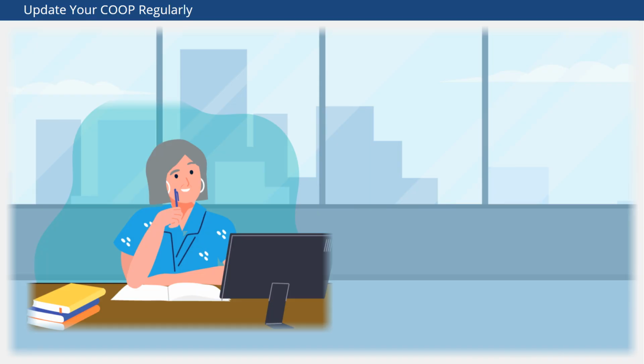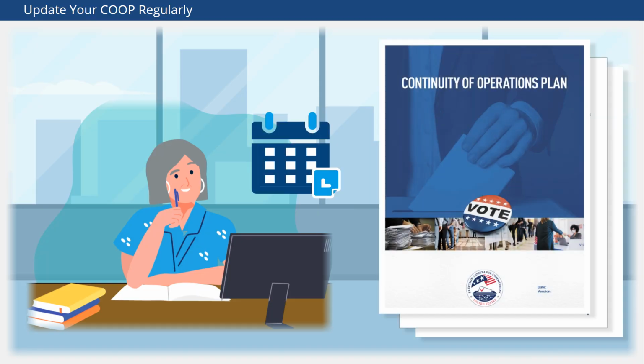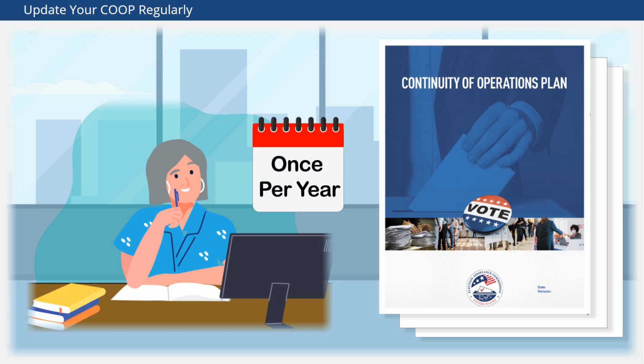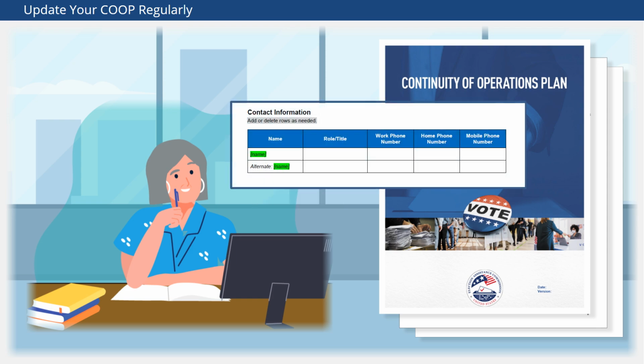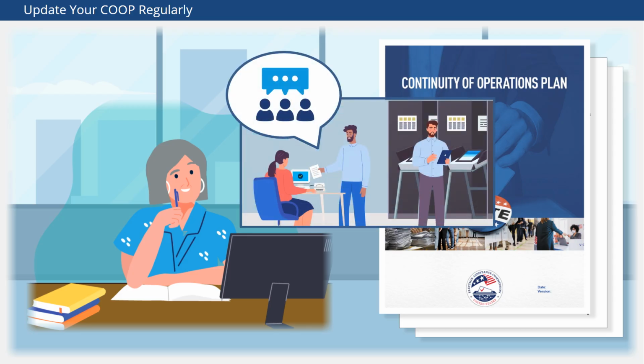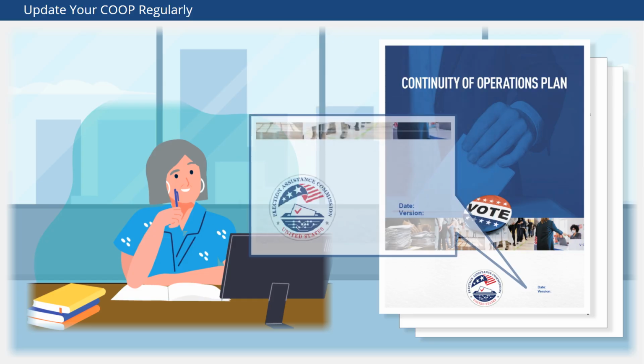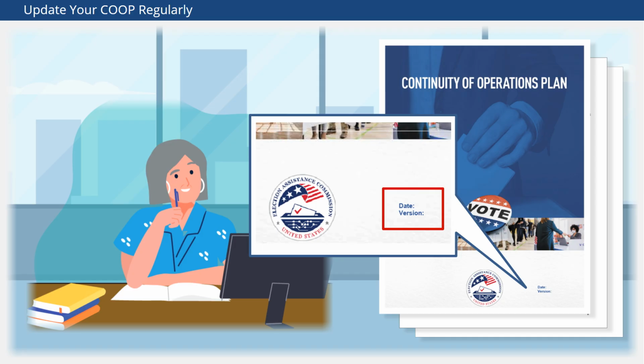Finally, come up with a schedule to review and update your plan. It's a good idea to review your COOP at least once a year. When you review your COOP, be sure to update contact information and incorporate feedback from any training exercises or incidents that have occurred. After updating your plan, be sure to document the date your COOP was last updated.